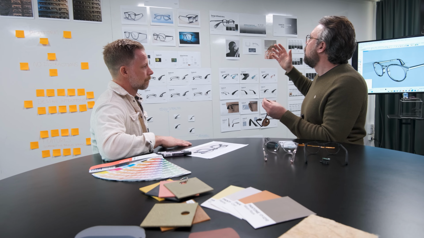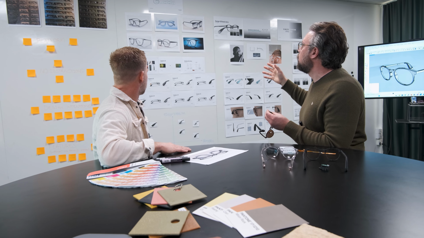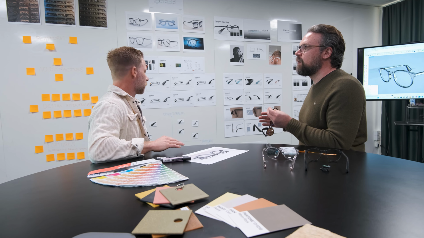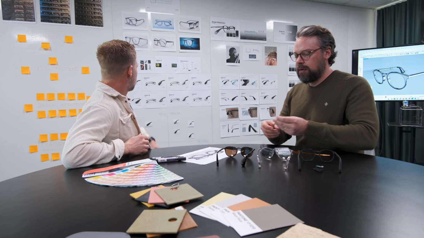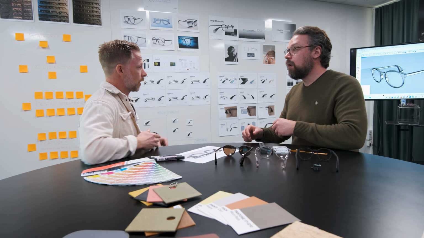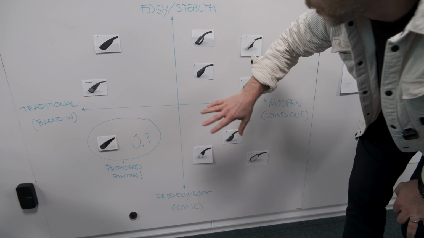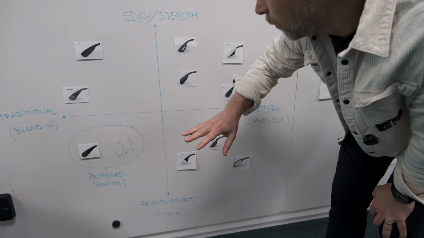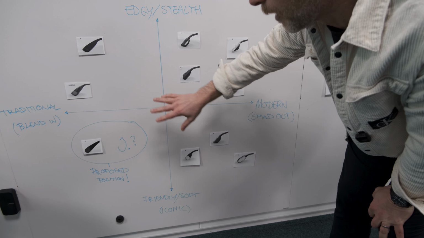So now you have a bunch of ideas. I see here we have 6 different concepts or versions of these glasses. How do you move forward with one of the design tracks? Yeah, we use different kinds of tools. In this case, we've used a positioning chart. So we have 2 axes, where the vertical axis has at one end an edgy, stealthy shape, and at the other a friendly or soft shape.